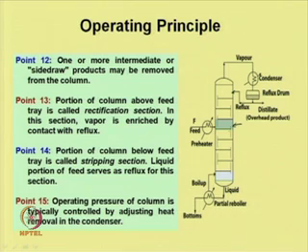The portion below the feed is known as the stripping section, and in this case the liquid serves as the reflux for this section. The operating pressure of the column we can typically control by adjusting heat removal in the condenser. So, the operating pressure in the system we can obtain by removal of the heat using the condenser.